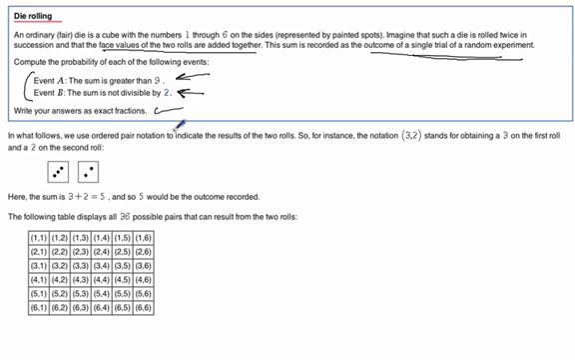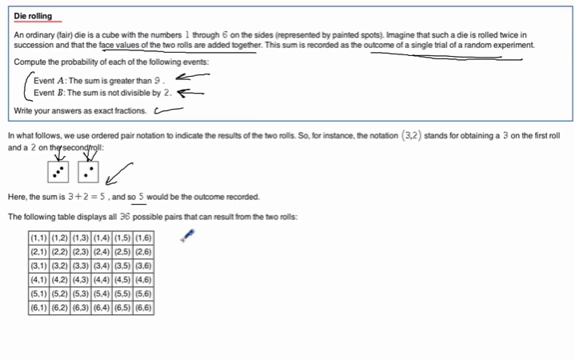And our answer is going to be fractions. So let's take a look. If we roll the first die and get a 3, and then we roll the same die and get a 2, then our answer is 5. So 5 would be the recorded outcome.